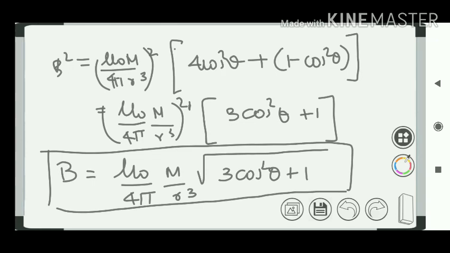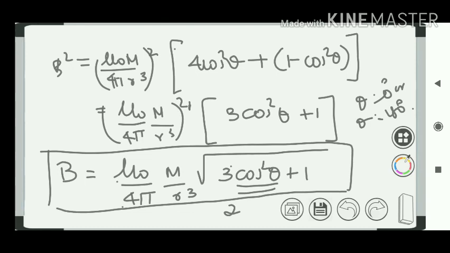If theta is 0 degree, or say theta is 180 degree, that means it is along the axial. So this cos square theta term becomes 1. So 3 plus 1 becomes 4, and root 4 will be 2. So the answer will be mu 0 by 4 pi 2m by r cube.